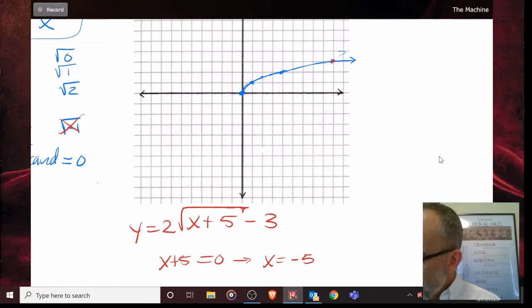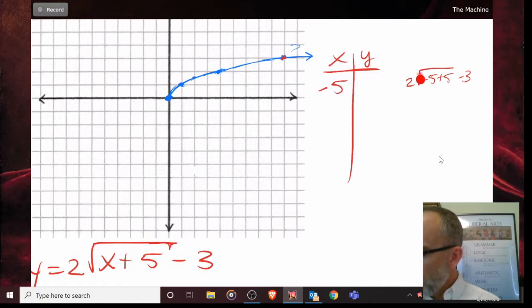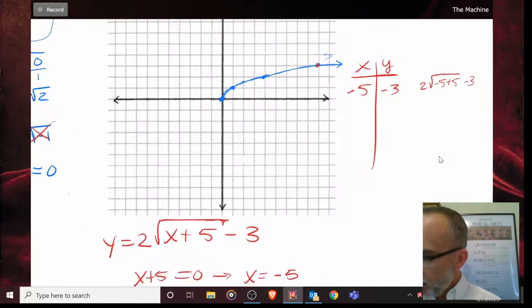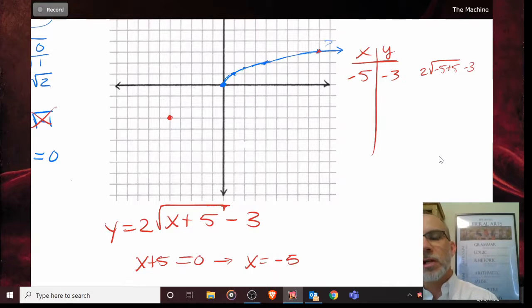So now let me just do a table of values and we'll run that through. So let's do x and y. When x is negative 5, what's y? Well, if I plug it back in down here, y is going to be 2 times the square root of negative 5 plus 5 and then minus 3. So come on with the math now. That's going to be 0, right? Square root of 0 is 0. 2 times 0 is 0. And then this y value is going to be negative 3. And so now if I plot that point, negative 5, negative 3 will be left 1, 2, 3, 4, 5, down 1, 2, 3, right here. Okay, so that's the new starting location.